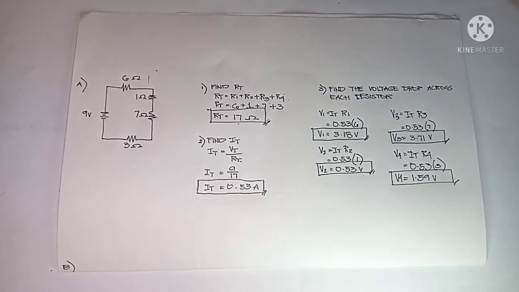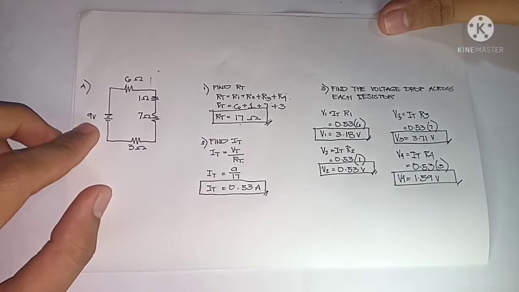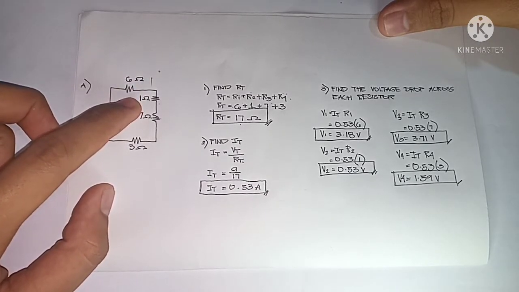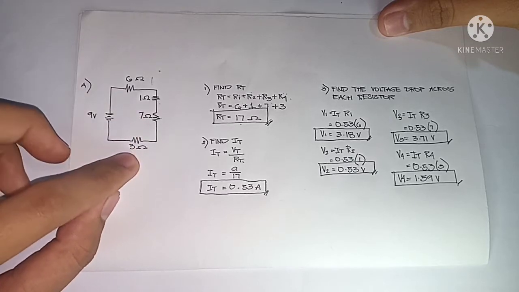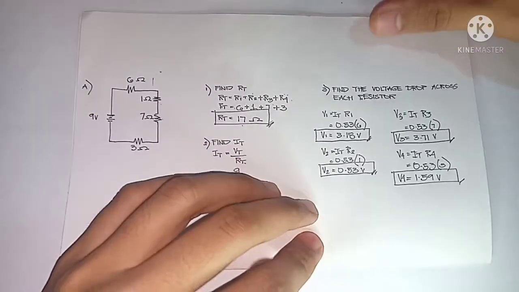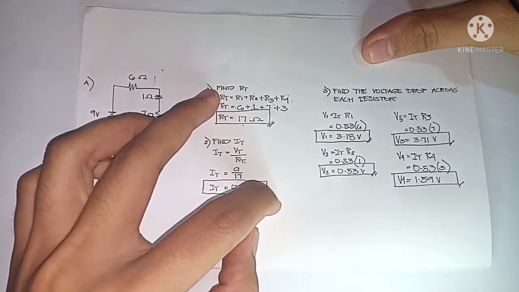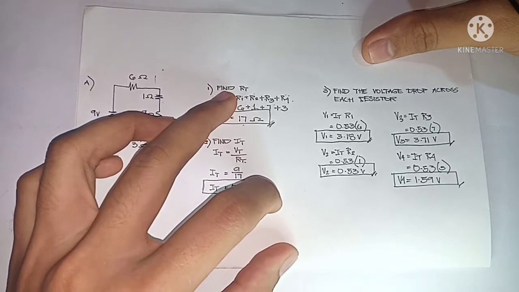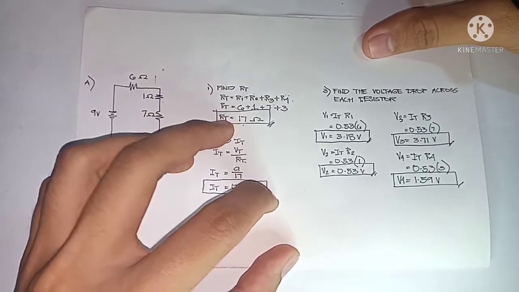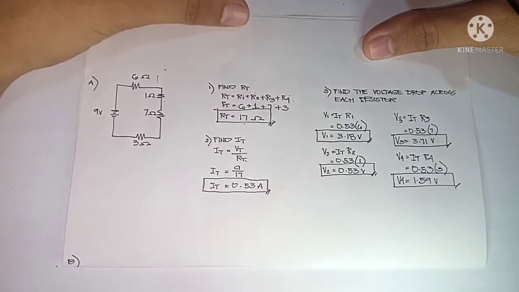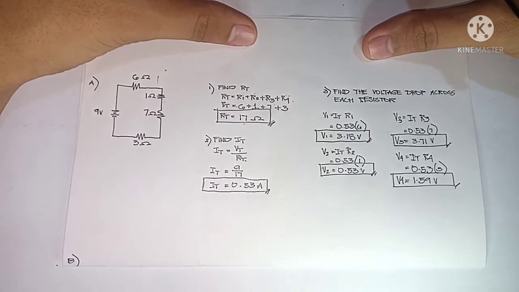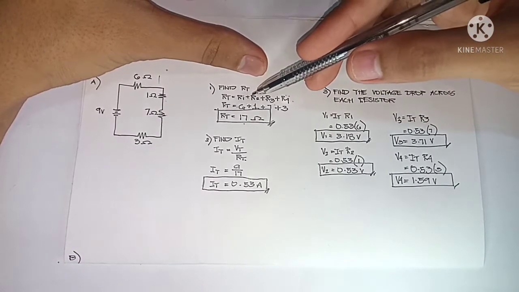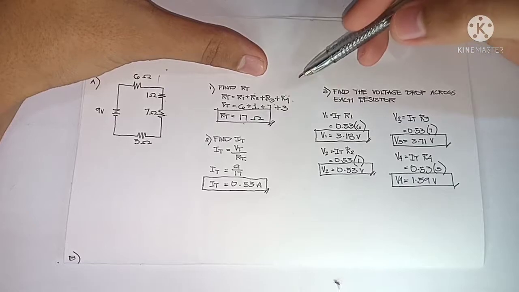In a series circuit, there are 9 volts, 6 ohms, 1 ohm, 7 ohms, and 3 ohms. In this problem, number 1, they are looking for the total resistance. So in finding the total resistance in a series circuit, we must use the formula RT is equal to R1 plus R2 plus R3 plus R4.